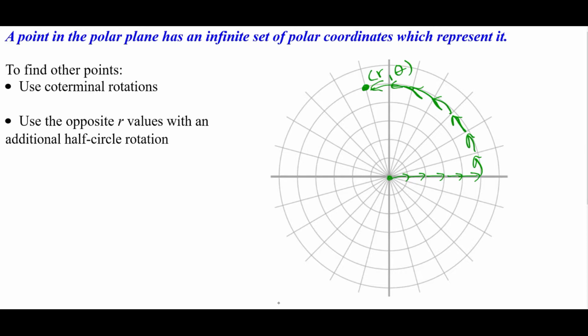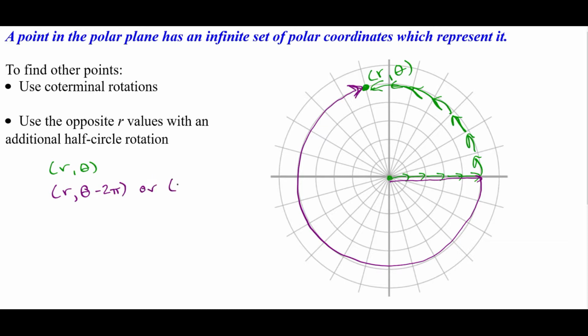Okay, so I could also get to that same point by coming out to R, and then instead of rotating theta, I can rotate a coterminal rotation. The initial point we started with was (R, theta), and this second one that I came up with is R, and then theta minus a whole circle, so we'll say minus 2 pi, or theta minus 360 degrees. So I would get this by coming out to the same R value but doing a negative rotation.